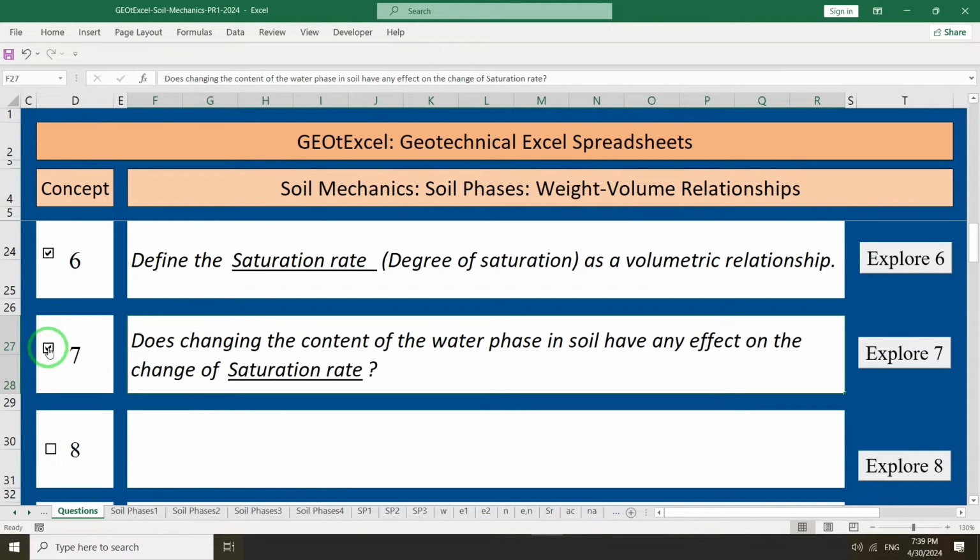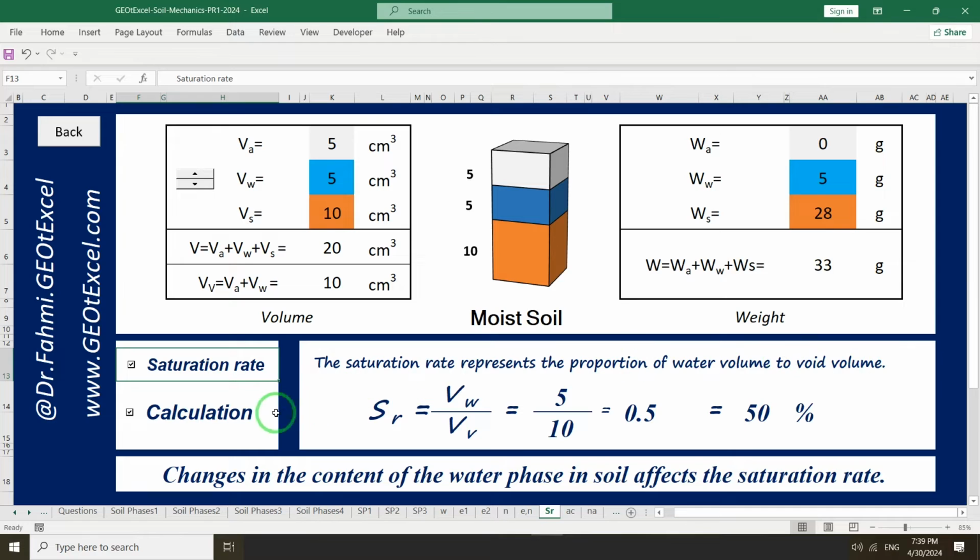Concept 7. Does changing the content of the water phase in soil have any effect on the change of saturation rate? Explore 7. Yes. Change in the content of the water phase in soil affects the saturation rate.